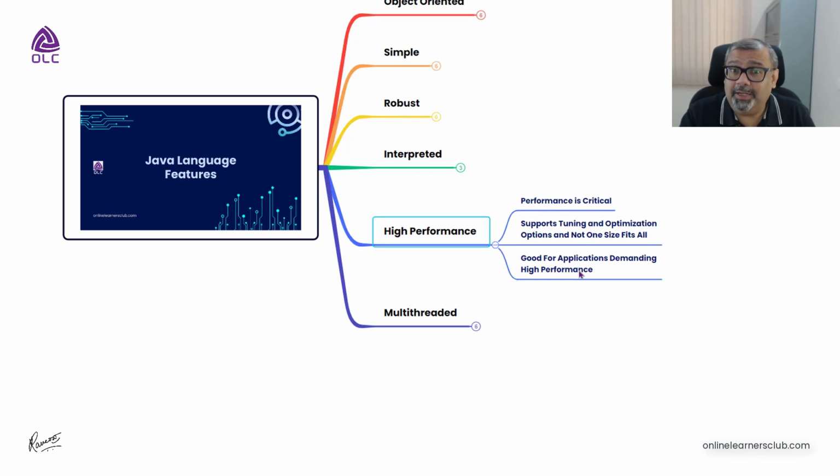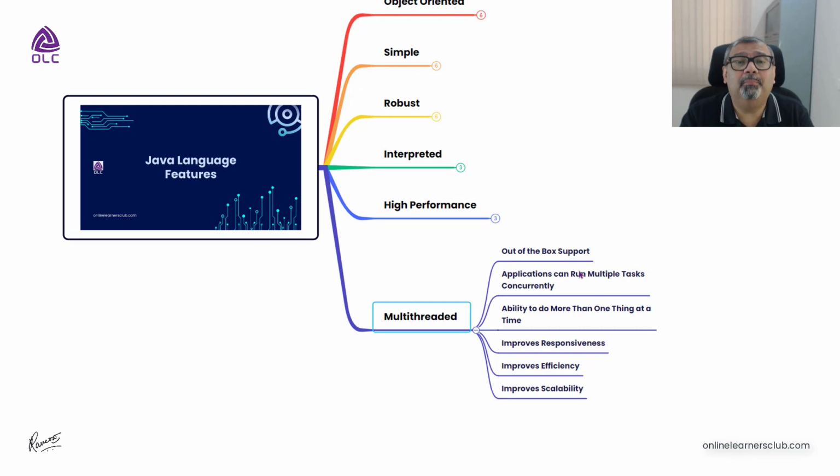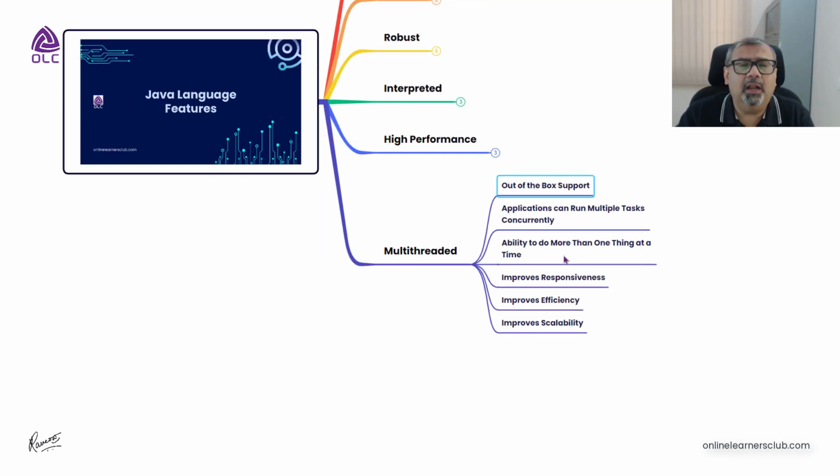Last but not least, the Java language is multi-threaded. So it supports multi-threaded processing, or multi-thread programming. With this, you have out-of-the-box support for creating multiple threads, and there is one thread that gets created initially, which is known as the main thread. As a developer, I can create multiple threads depending on my requirement and create multiple tasks, and they can be executed concurrently within a Java virtual machine. It also has the ability to do more than one thing at a time.